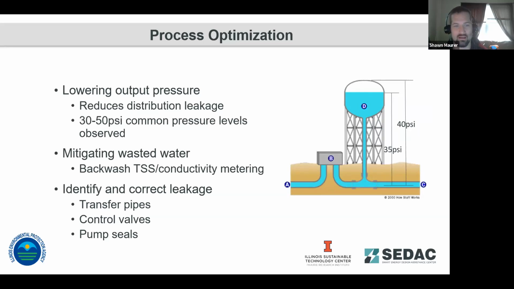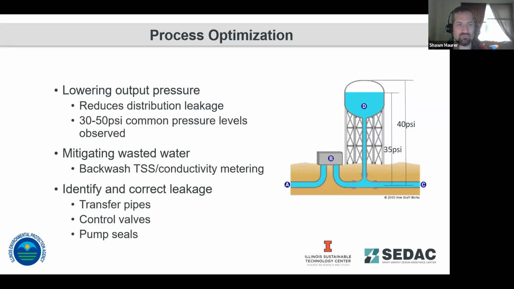So if we're looking at a system and it has a small community that has an 80 psi distribution pressure, there might be an opportunity there to dial that pressure back, particularly at low demand periods of the day, saving again on pumping energy and demand and reducing leakage in that distribution system. Another thing for process optimization I've touched on already a lot is backwash control, mitigating how much water is wasted to the sewer.